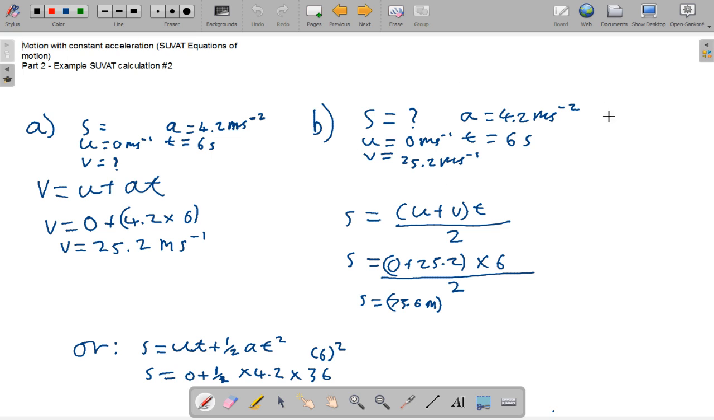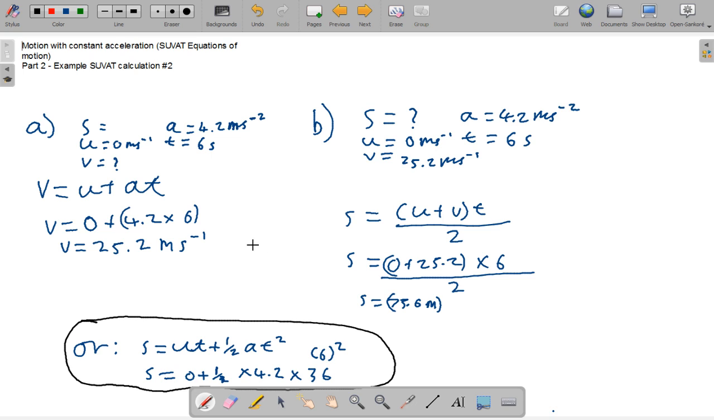Now you write out SUVAT again with the new information in the box. Using s equals u plus v times t over 2, you then substitute in the numbers: 0 from u, 25.2 from v, and 6 from t, and s equals 75.6 meters. Alternatively, you could use s equals ut plus half at squared, with s being 0 plus half times 4.2 times 36, or 6 squared from t. But you should get 75.6 meters both ways.